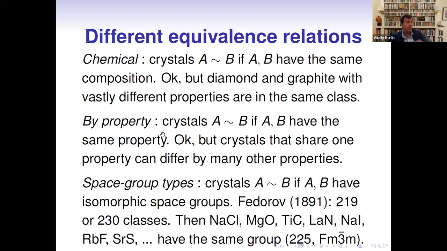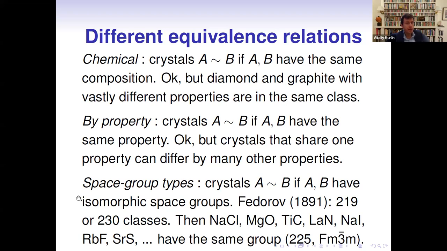Another way, we could fix not chemical composition but a different property, say the physical density. And we could say that two periodic crystals are equivalent if they have the same value of that particular property, such as density. This is also well defined. However, you can easily imagine different crystals, also with different physical or chemical properties, that have the same density or almost the same density, so indistinguishable values. So the problem here is that if you fix one or several properties, they may not be enough to guarantee that all other properties will be the same.